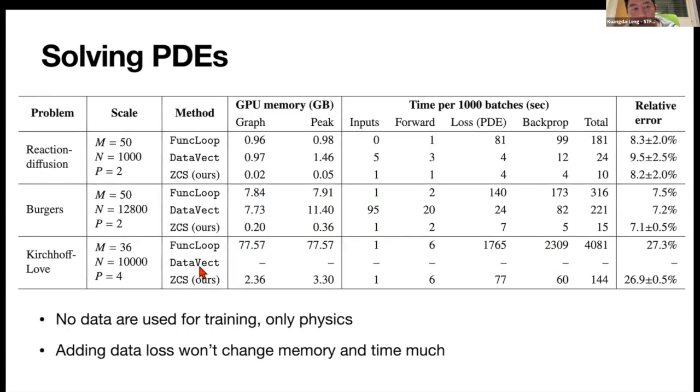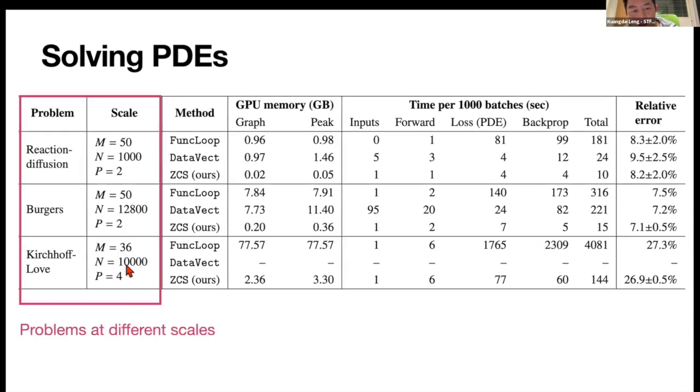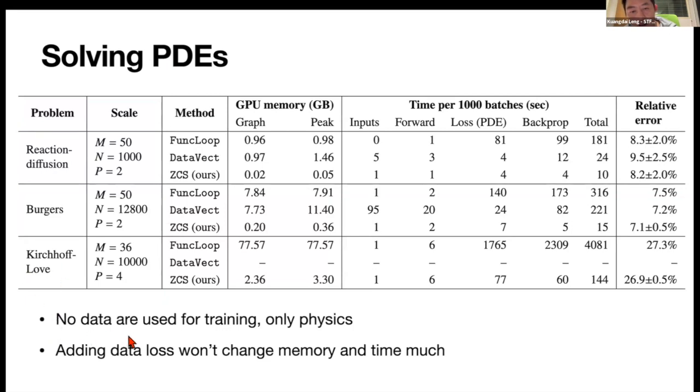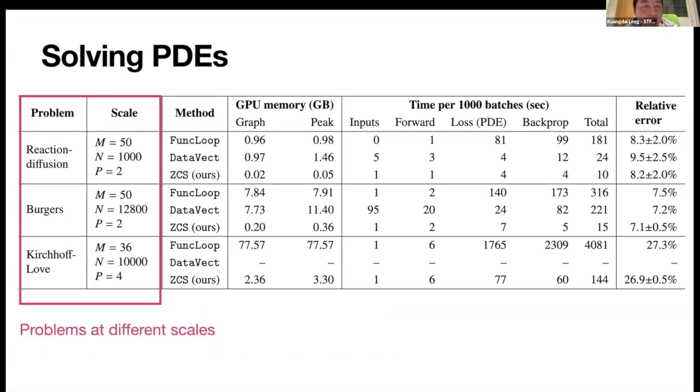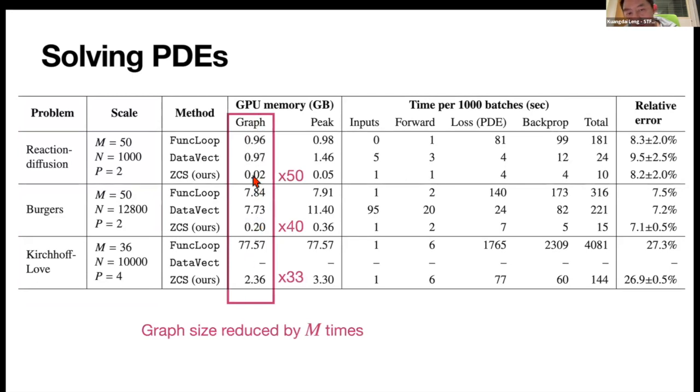Then we try this method on a few operators at different scales. We solve these PDEs only with physics, without data. But adding the data loss won't change the measurements too much because the data loss is very simple and doesn't touch autograd. We have three problems: reaction diffusion, Burgers, and Kirchhoff-Love. These two are second order, this is up to the fourth order, and this one is actually the demonstration problem in DeepXDE. So we compare the three methods. Here this column shows the memory actually occupied by the computational graph of backpropagation.